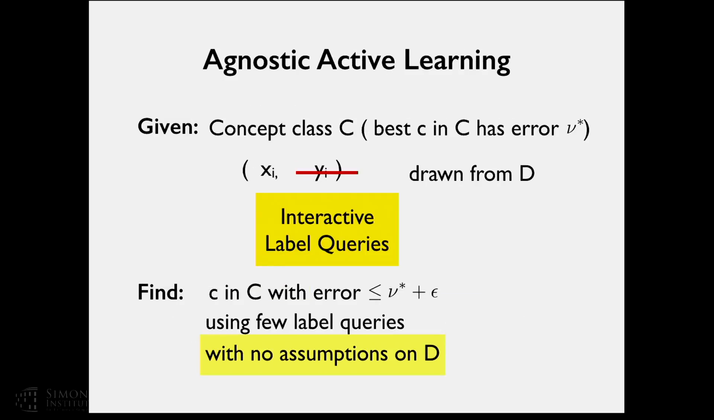And so this leads us to what is called the agnostic model. So this essentially leads us to agnostic active learning, which is the formalization of our problem. We have a concept class C, and the best classifier in C has error nu star. We are given a bunch of xi's, and we can make interactive label queries on these xi's, and our goal is to find a classifier in C with error at most nu star plus epsilon using as few label queries as we can, when we have no assumptions on D. Okay, so this is essentially a formal statement of our problem.